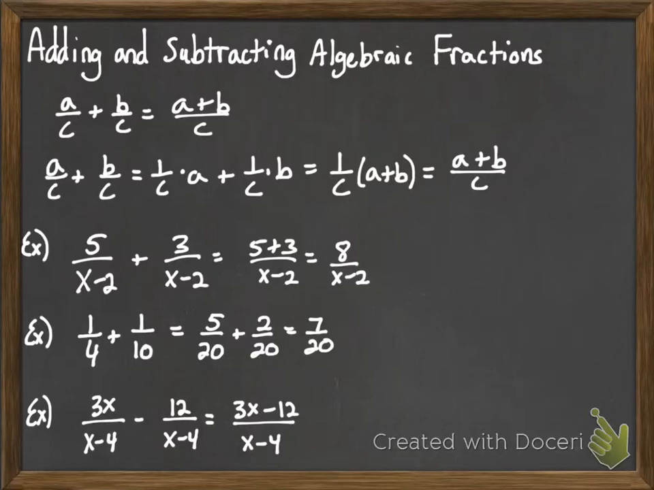And then again, once we have our answer, we look to simplify. So we look to factor anything that we can to see if anything will cancel out. In the case of 3x minus 12, we can pull out a common factor of 3, leaving us with an x minus 4 over x minus 4, the x minus 4s will cancel out. And so we just have 3 over 1, or just 3.